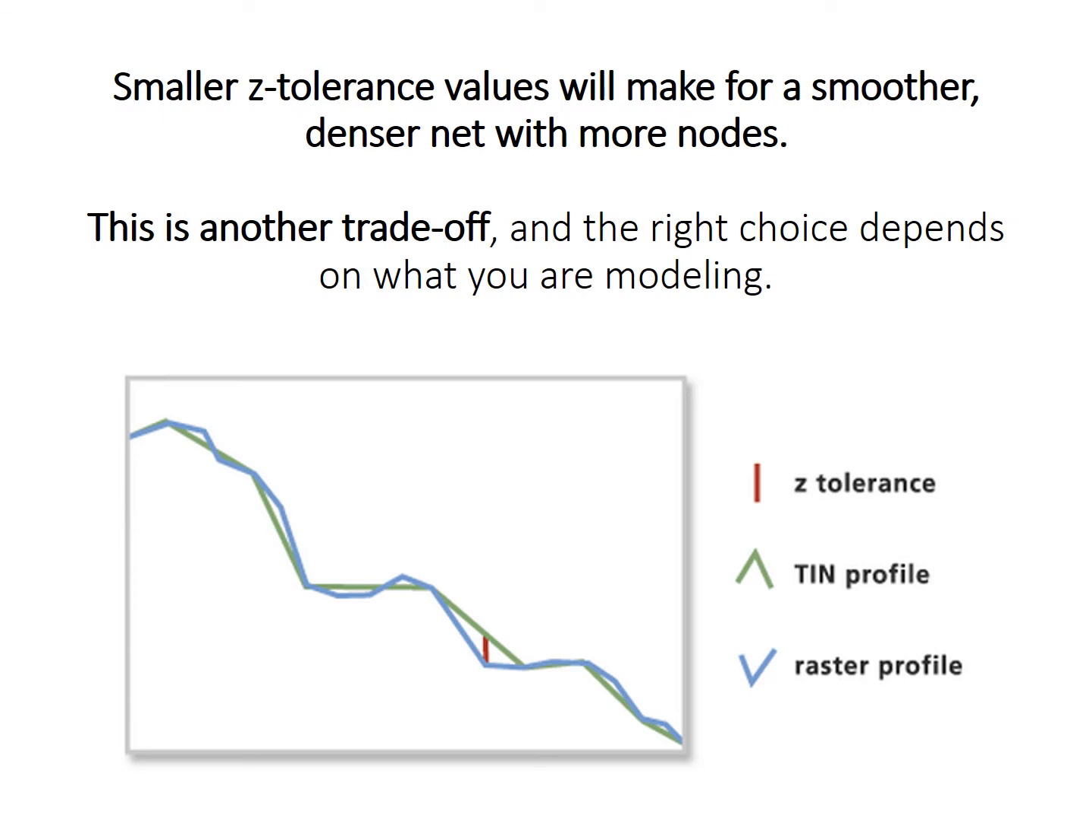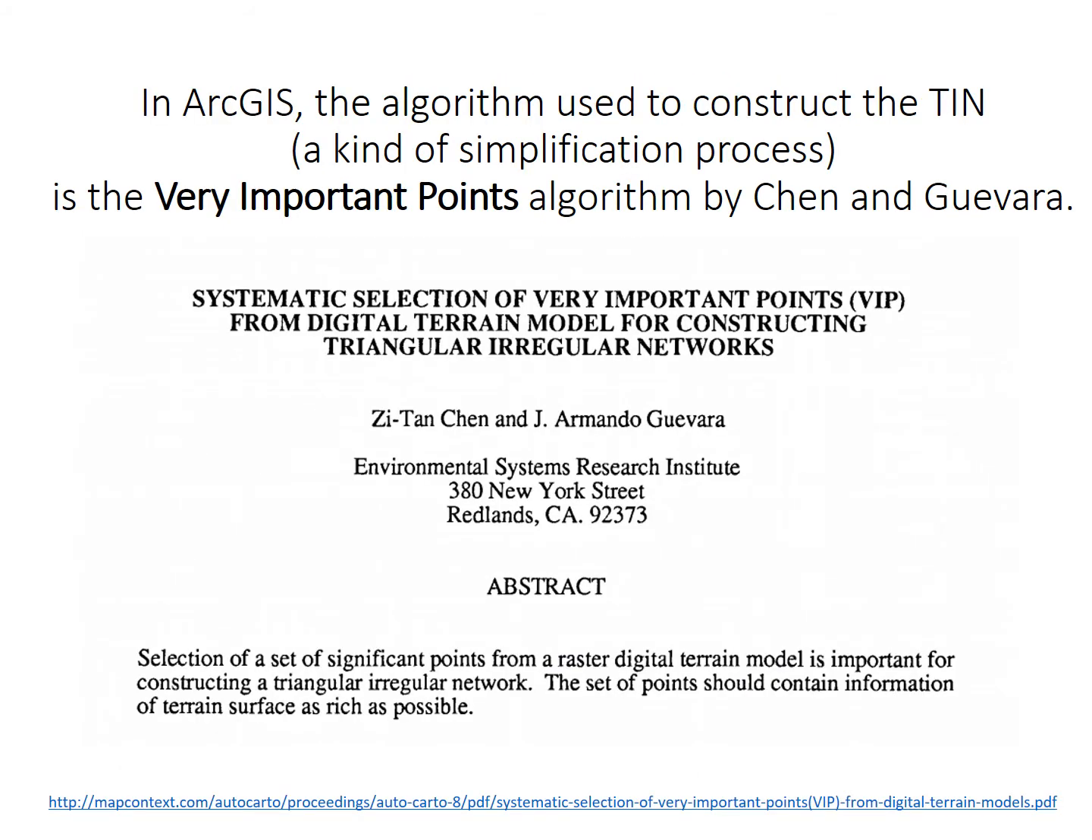A smaller Z tolerance value is going to make for a smoother, denser net with more nodes. This may be important for you if it's important to keep this as a high resolution, high fidelity model. Then you can set that Z tolerance value very low, and you're going to have a denser net that better represents what you're trying to show. Within GIS, this algorithm is called the very important points algorithm. It's been around for 30 years. It's effective, it's relatively fast, and it's a very useful way of eliminating all of these extra redundant points.